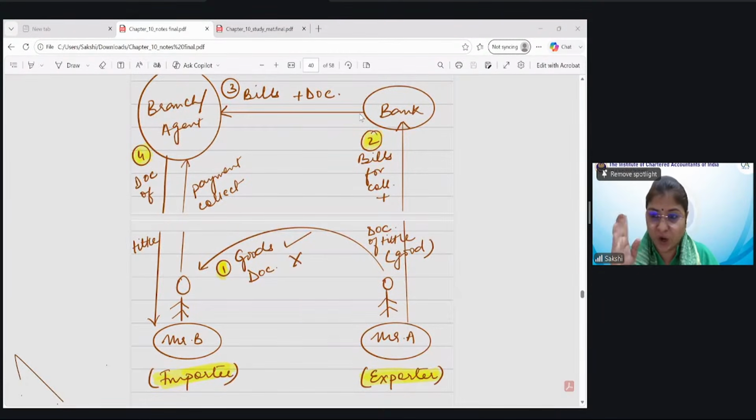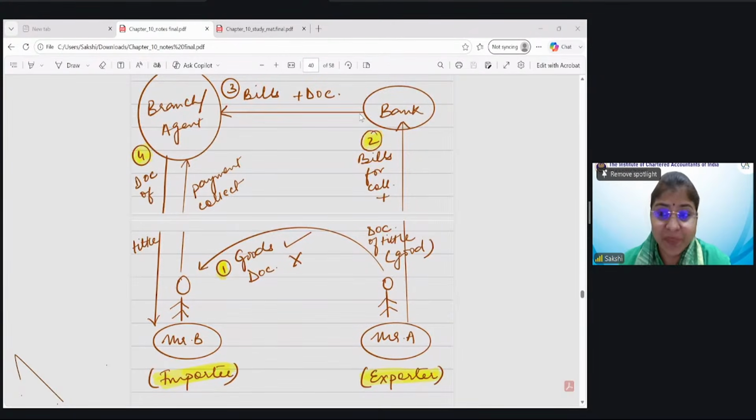So Mr. A thought of an idea that I will send the goods to Mr. B, but not the documents of title. Are you understanding? The title deed I am not going to send. So he sent the goods and not the documents. Now Mr. A, the exporter, tells his bank, here is the bill for collection that I got from Mr. B. I will get this amount. Here is the bill plus the documents. When he pays me the money, then you can transfer this document.